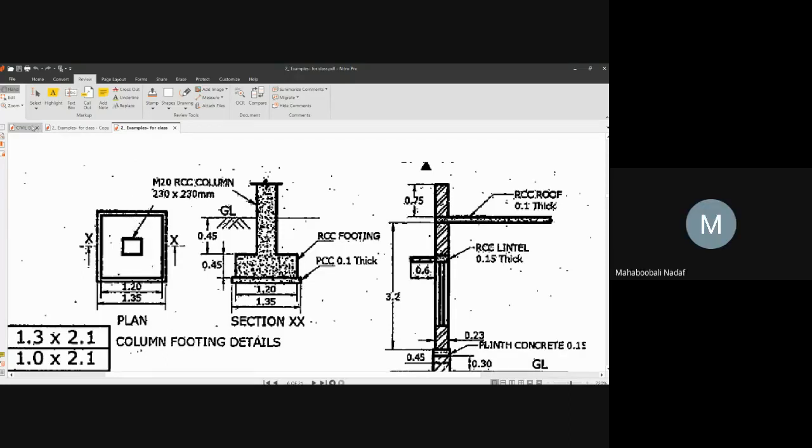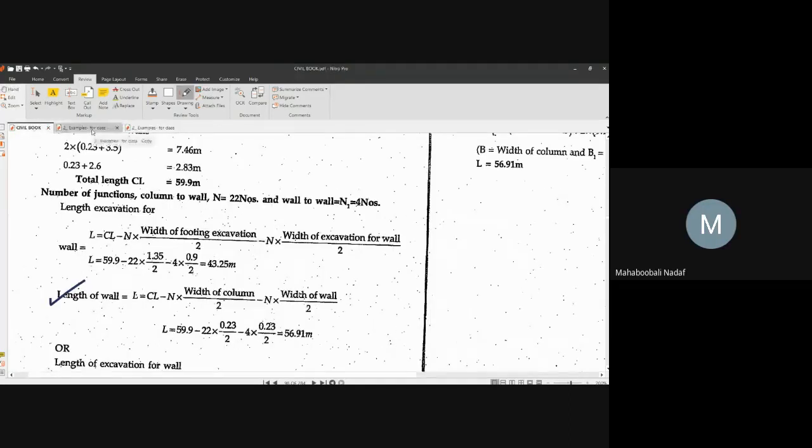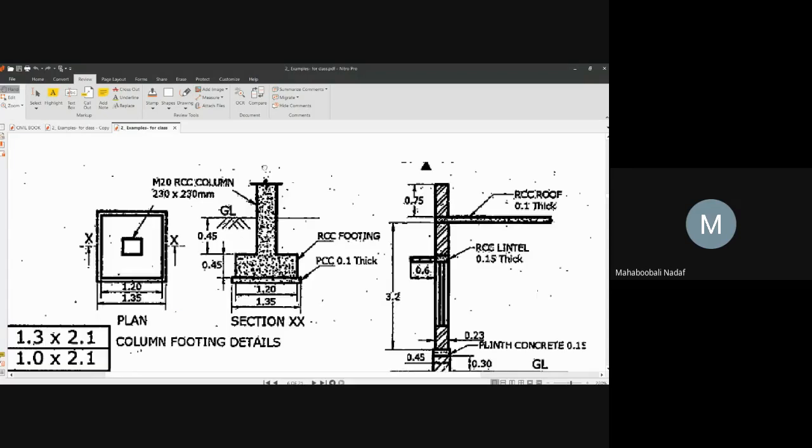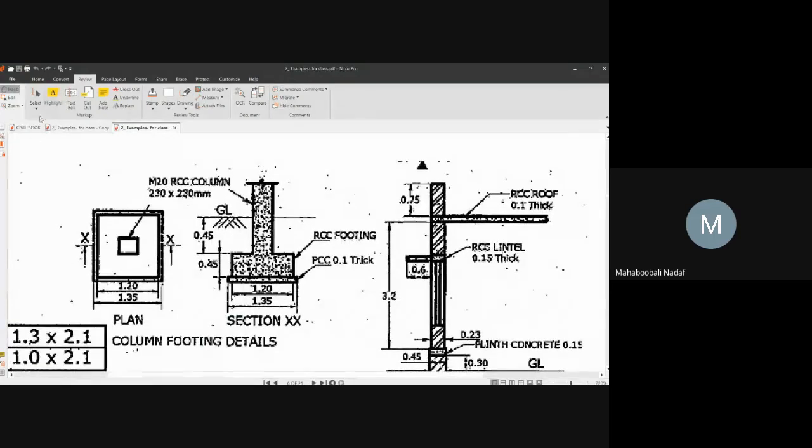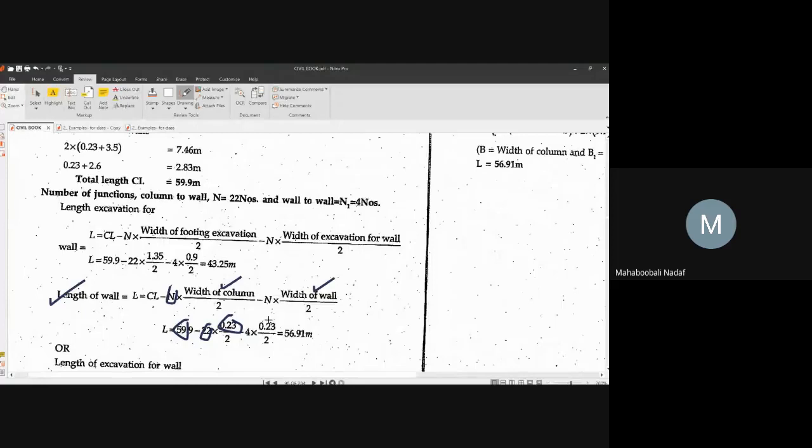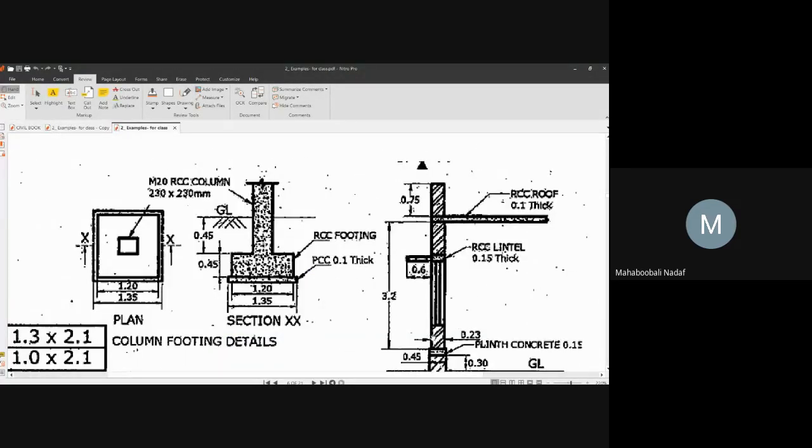230 by 230. So what I was telling you is that the number of junctions here is the same, and the original length is also the same. Number of junctions 22. Now what you have to write here for B is 0.23. Why 0.23? Because column size is 0.23. Here again you write 0.23, because this is 0.23. I hope it is clear now for everyone.